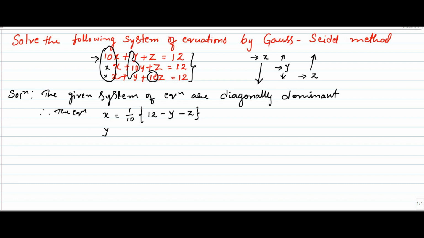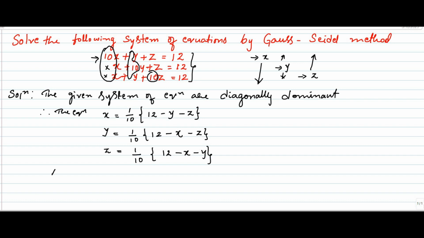Similarly, the second equation, y will be equal to, divide by 10, so it will be 1 by 10 times of 12 minus, shifting the remaining two variables to the right hand side, it becomes minus x minus z. So finally we have the last equation, z equal to 1 by 10 times of 12 minus x minus y. So this will be the equation of the form called diagonally dominant equation. So after coming to know that it is diagonally dominant, we are going to put the equation in this following form. So now we are going to start with the initial approximation.